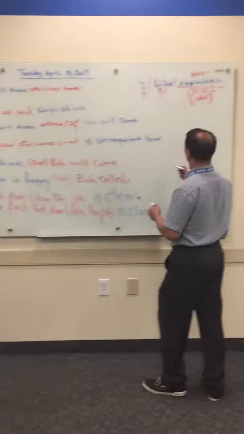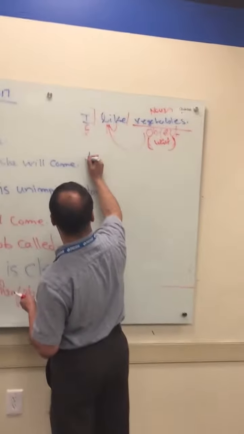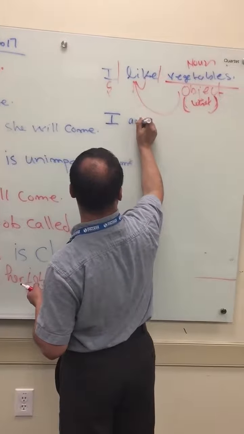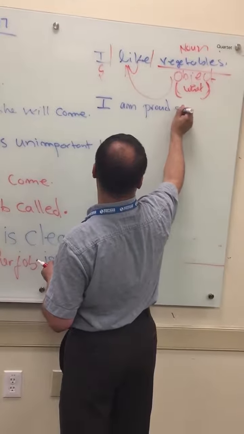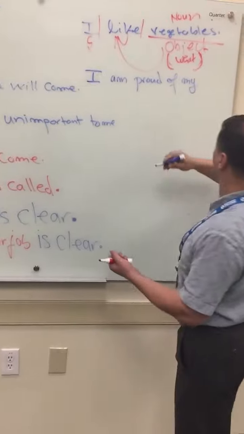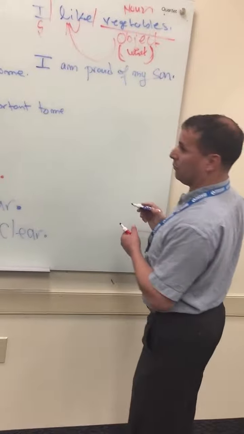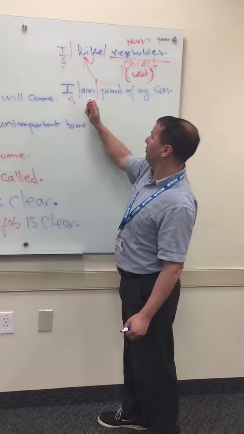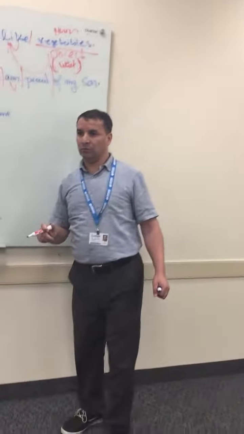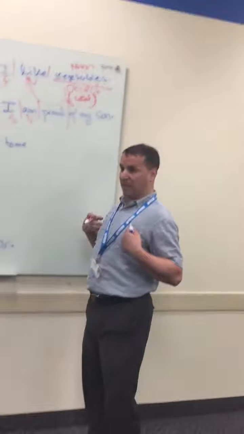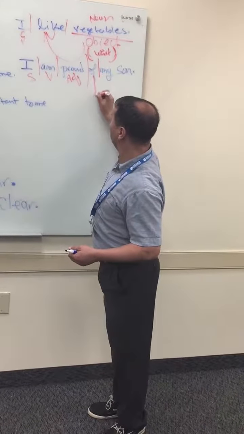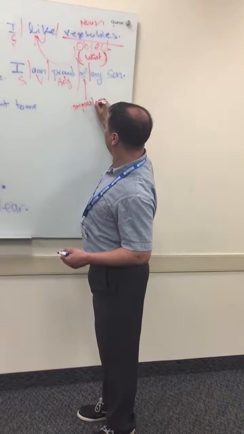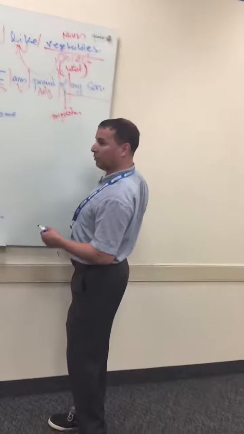Let me give another example. Let's say, I am proud of my son. Okay? I'm proud of my son. What is I? Subject. And this is your proud? It's an adjective, right? Because who is proud? Me, right? So this is an adjective. And of? Preposition. What's my son? No, before that, that's a grammatical function. It's a noun, right? Yes.